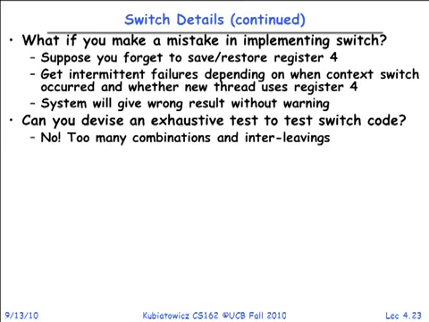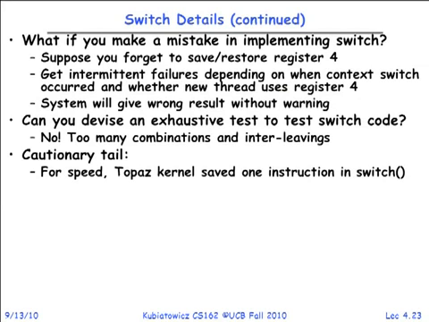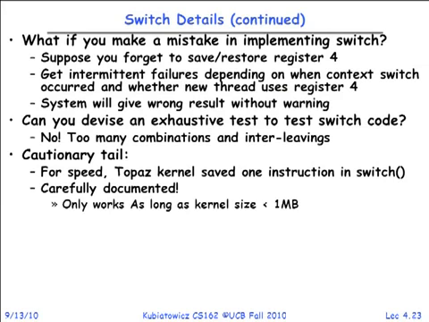Here's a cautionary tale that's kind of amusing. There was a kernel developed by Digital Equipment Corporation called Topaz, and the people writing the kernel thought they were being really clever because in the switch code they saved one instruction, assuming that the kernel never got bigger than a megabyte. You have to go back in time a little bit, because I know you don't believe anything can be smaller than a gigabyte. But as long as the kernel was less than a megabyte, they could save this one instruction and all would be well. It would work fine.